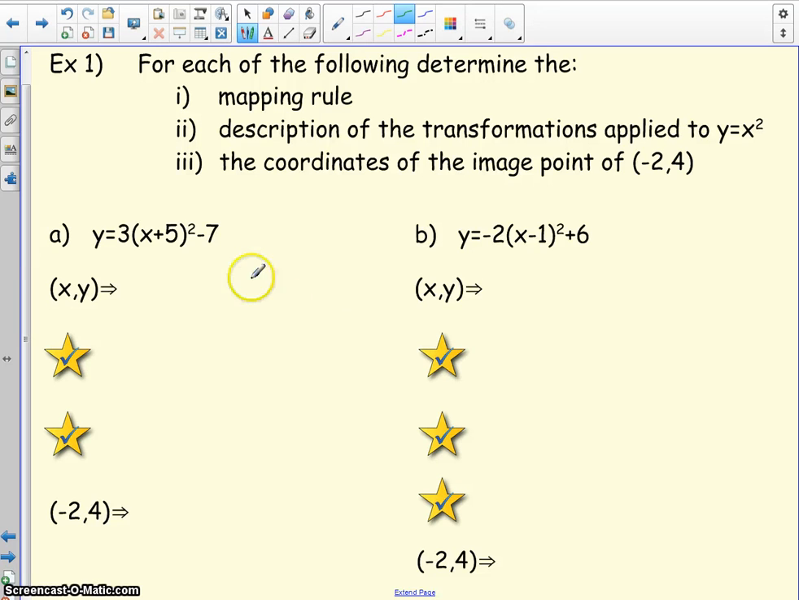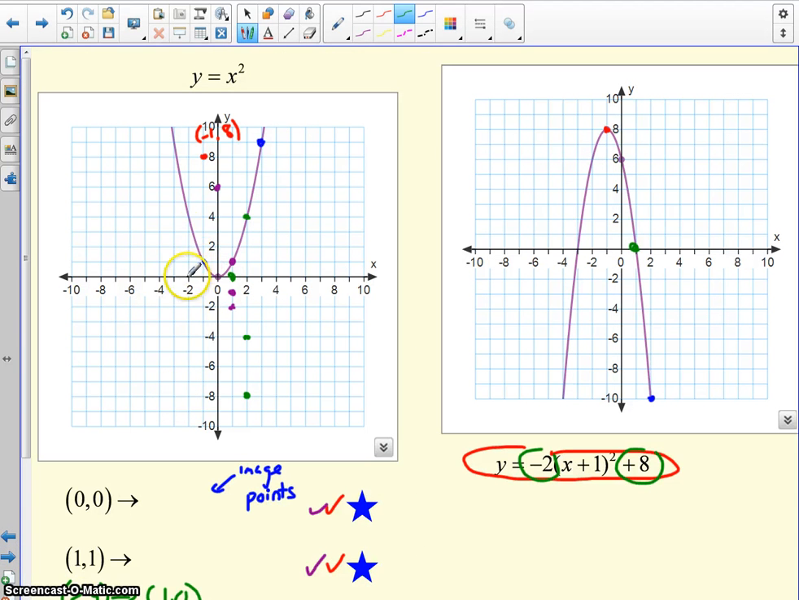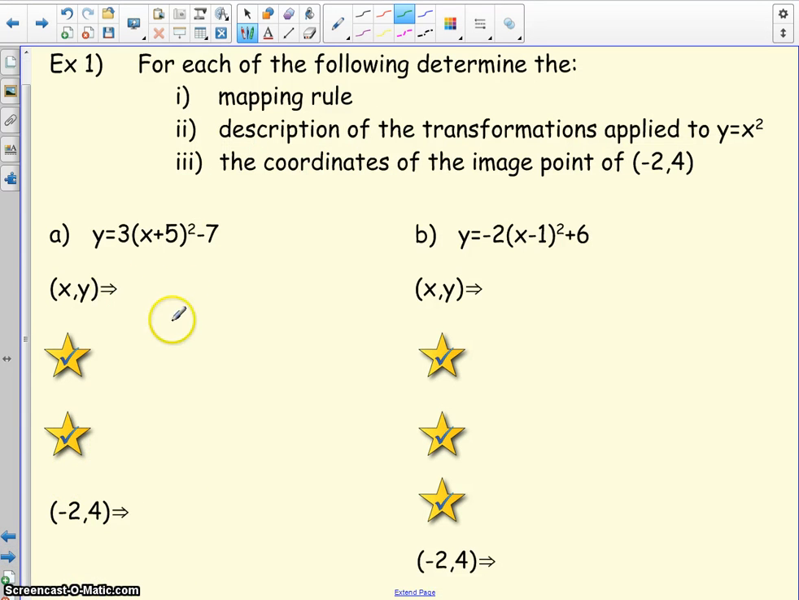And then I want you to see what the image point would be of negative 2, 4. If you look back at y equals x squared, negative 2, 4 is a point that's on y equals x squared. So using the mapping rules that you're going to come up with here, what would that point get mapped to on your new parabola? I'll give you a minute to try those on your own, and push play when you're ready to go through them together.